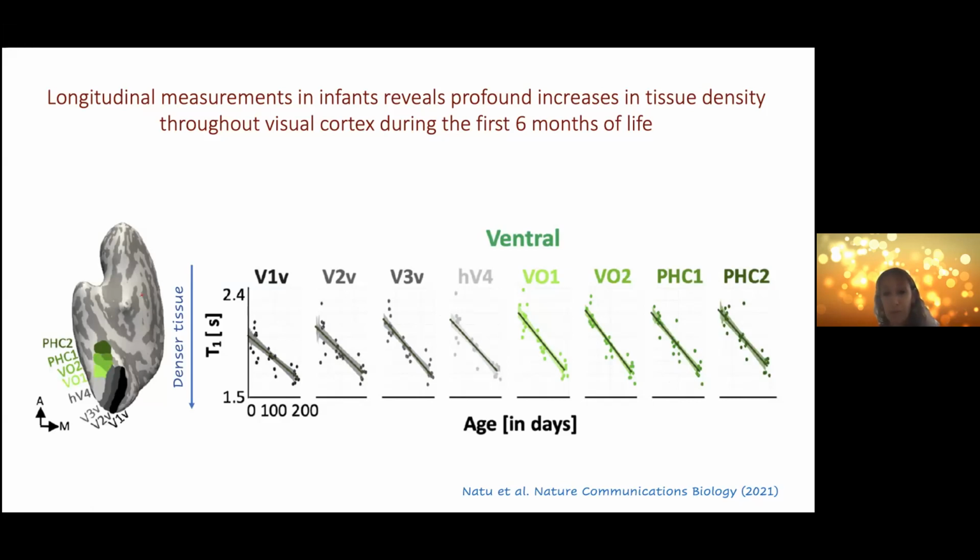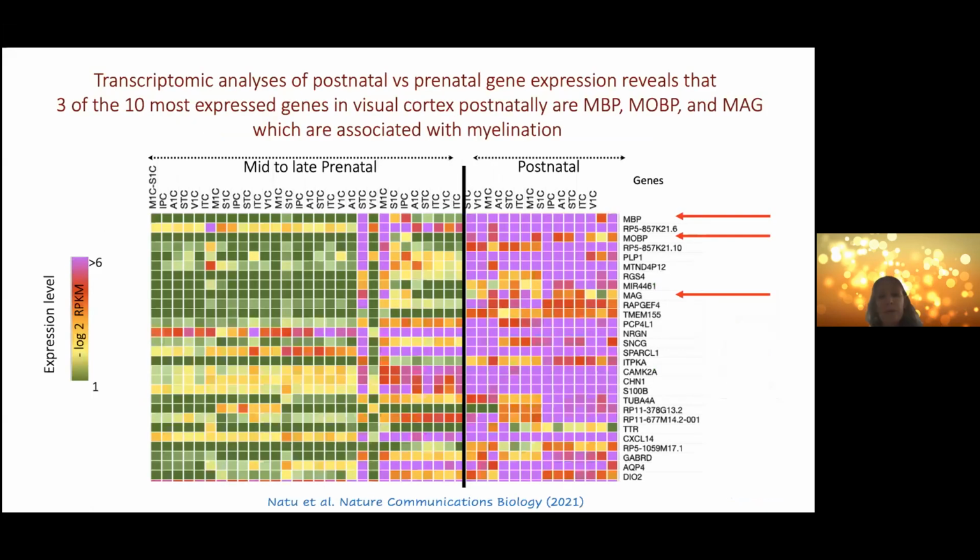And to get another view about what might be driving this tissue growth in infants, we've used some genetic data from the Allen Institute and compared gene expression in postnatal samples, so these are 4 months old babies, compared to prenatal samples. We looked at them in visual cortex separately, but also across other primary sensory areas. You can see that there are some genes that are much more expressed postnatally than prenatally, indicated by the pink and red colors. And it's really interesting that of the top 10 genes expressed prominently after birth, 3 of them, MBP, MOBP, and MAG, are associated with myelination.